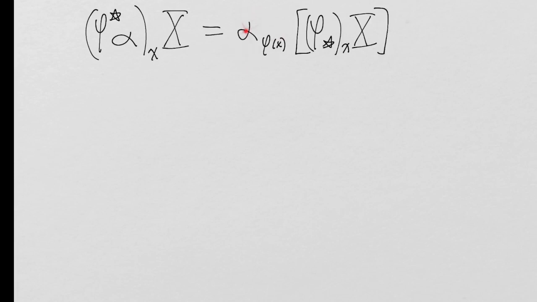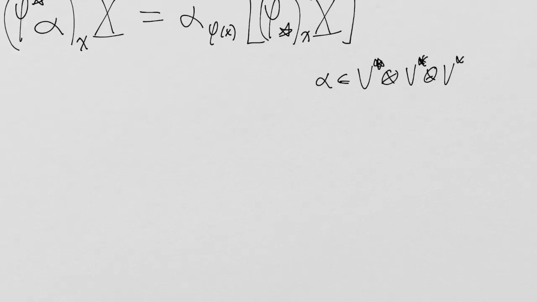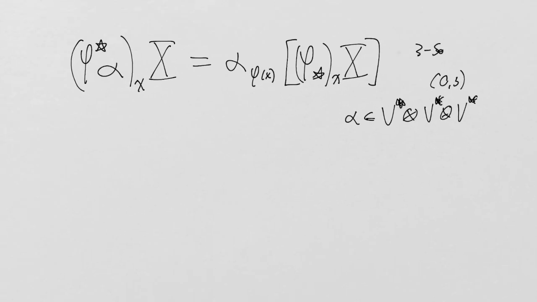Let's say alpha was actually an element of V star tensor product V star tensor product V star, right? So it's a 0,3 tensor. Notice I'm not saying alpha is a 3 form, although a 3 form is a 0,3 tensor, right? So I'm taking care of all of these at once. Well, if it's a 0,3 tensor, then I need 3 vectors, right? So what would I end up with? I would end up with a formula that's very straightforward.